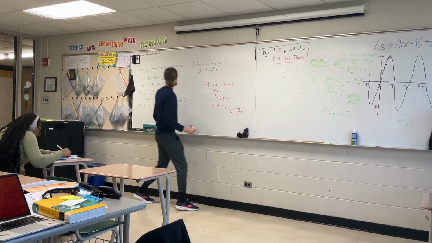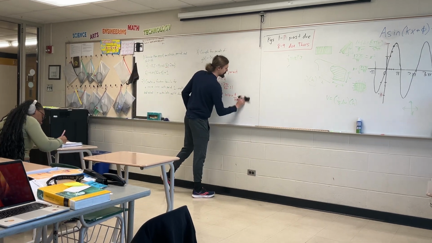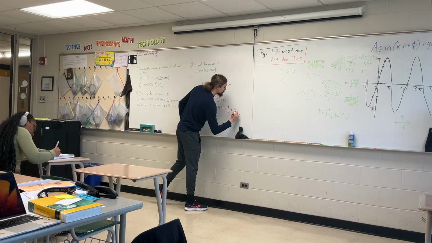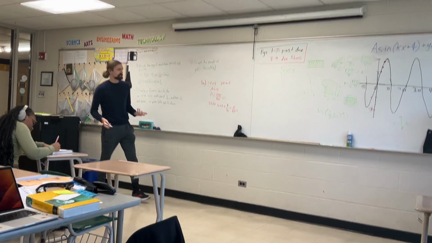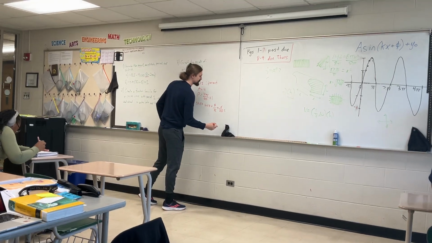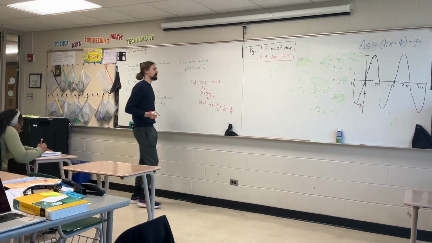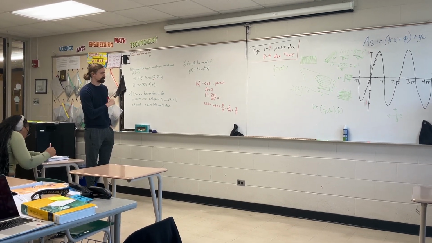Or sorry, is it right? Sorry, 6 divided by 2 pi. When you simplify the fractions, just divide the top and bottom by anything they have a common factor with. In this case, 2. 6 divided by 2 pi is 3 divided by pi. And that should be your shift, 3 divided by pi.